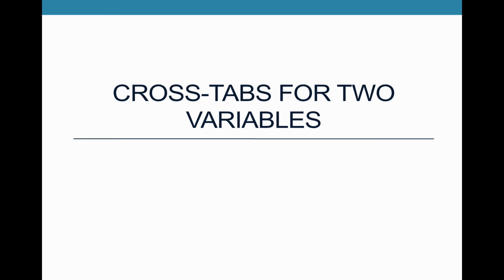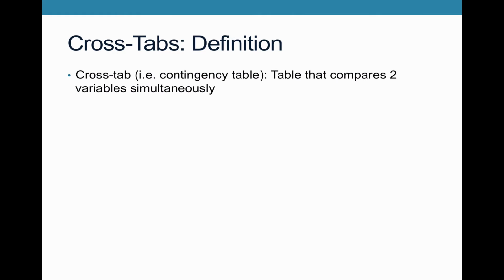In this lecture, we'll review one way of analyzing bivariate relationships, crosstabs, which are a way of displaying a relationship between two nominal variables. So what are crosstabs? A crosstab, which is also sometimes called a contingency table, is a table that compares two variables simultaneously.